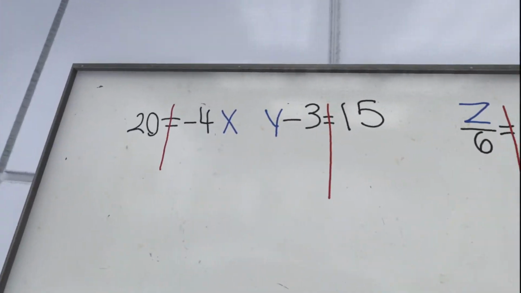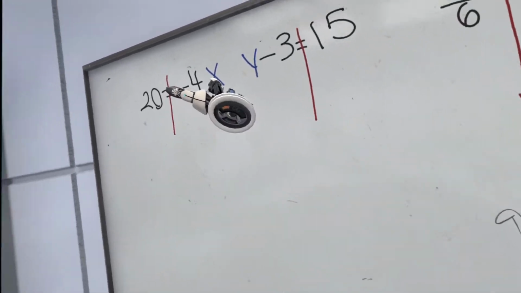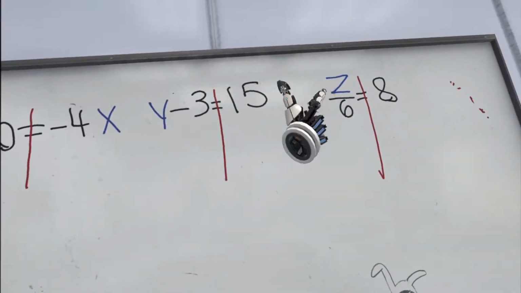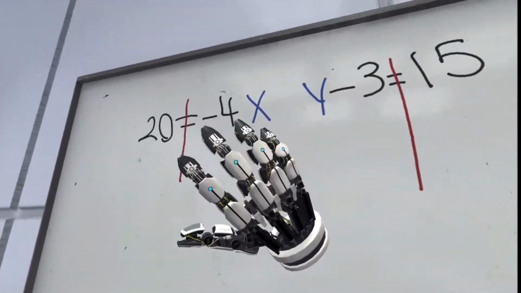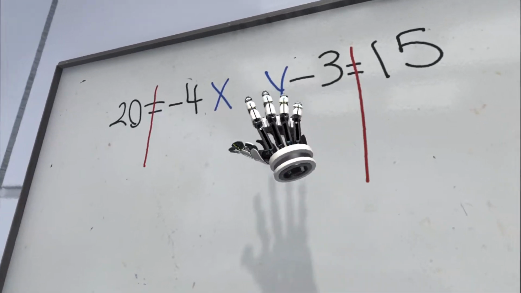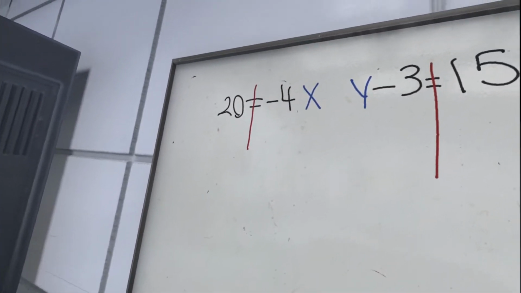The next part is getting the inverse. So that way we can isolate the variable. The variable is your letter x, y, z. You want to have it by itself. So you want x by itself on this side, you want y by itself on this side, and you want z by itself on this side. Let's start off with this first one.